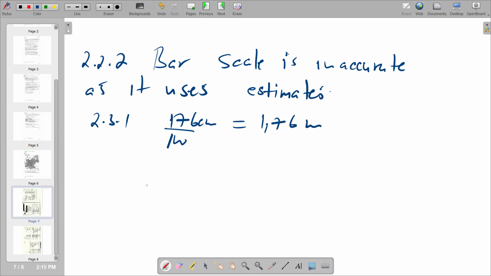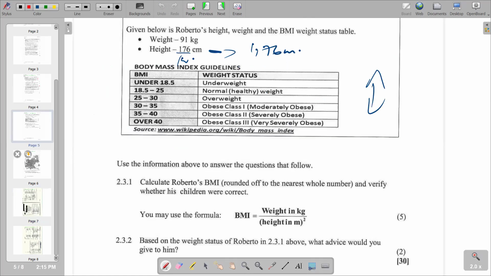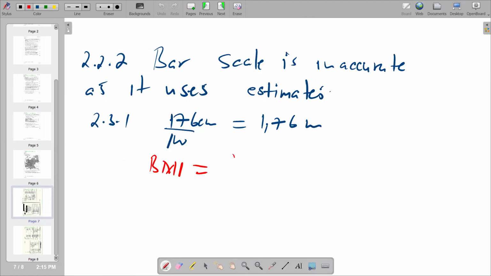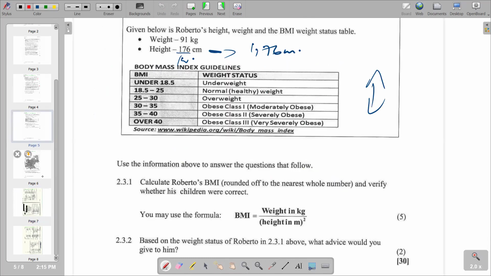So with that, we can calculate the BMI, whereby the formula is given by BMI equals weight in kg over height in meters squared.